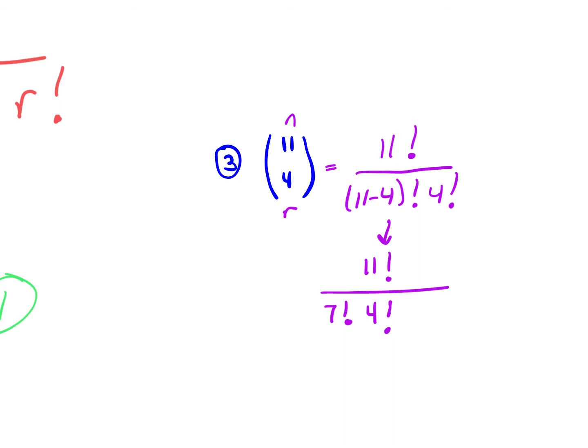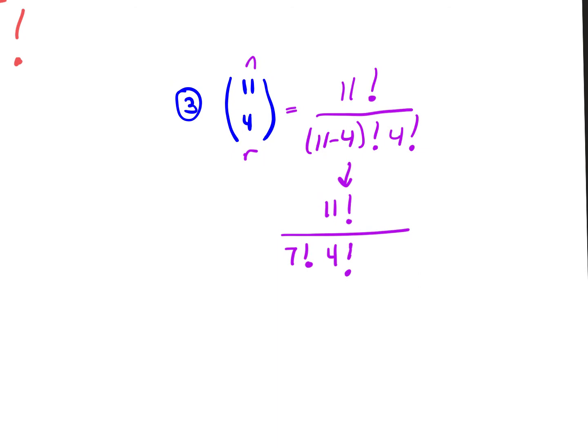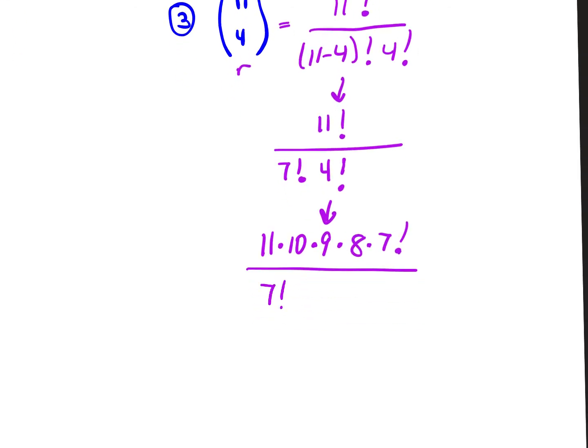Well, 7 plus 4 is 11. So can I just cross them all out and say it's done? No. All right, my next step, 11 factorial means 11 times 10 times 9 times 8 times 7. And I'm stopping at 7 factorial because I have one on the bottom. 4 times 3 times 2 times 1.